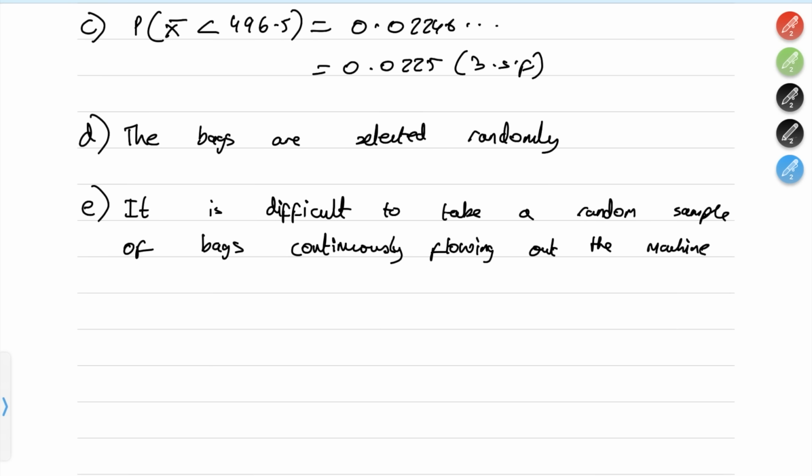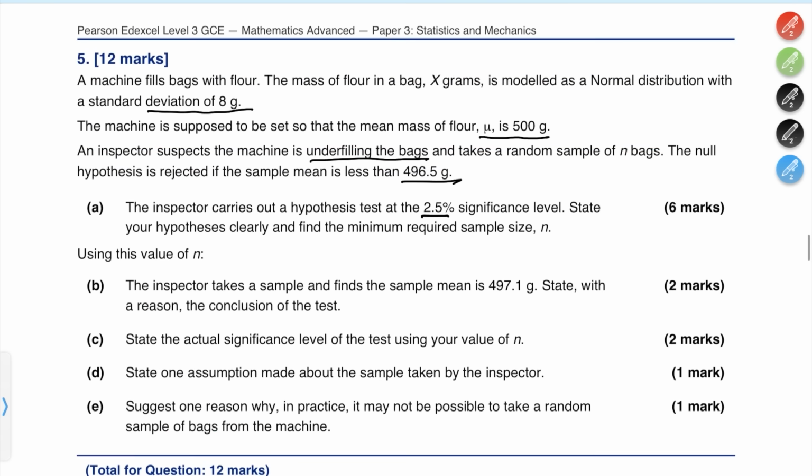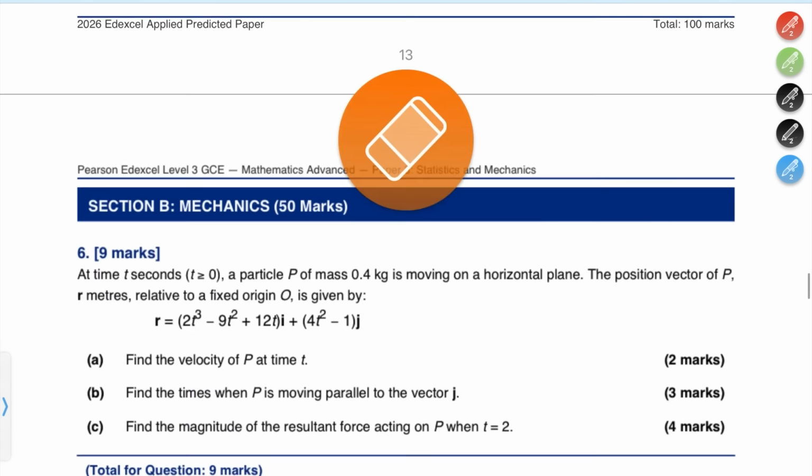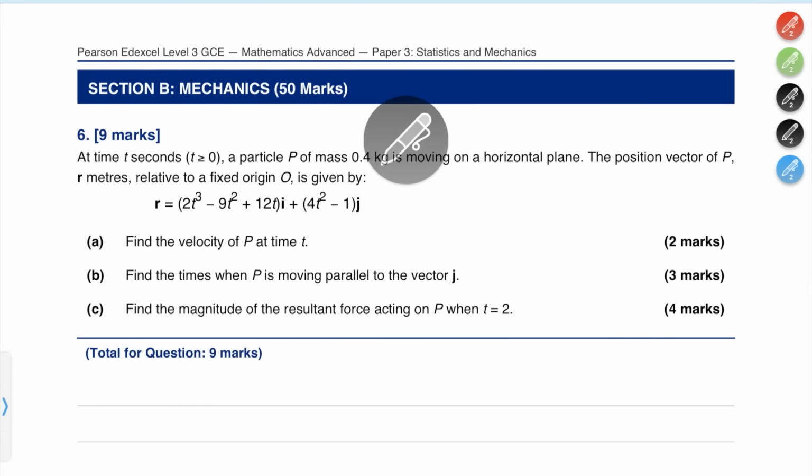That's what I mean. So if you think about it, if you've got a machine that's outputting things on a production line, if we think about random sampling from year 1, I believe, it's not really possible to randomly sample that. He's just going to pick up, and that's not truly technically a random sample at that point. So that's part E done of question 5, and that is now statistics done, I believe. So we can now move on to our first question in mechanics.